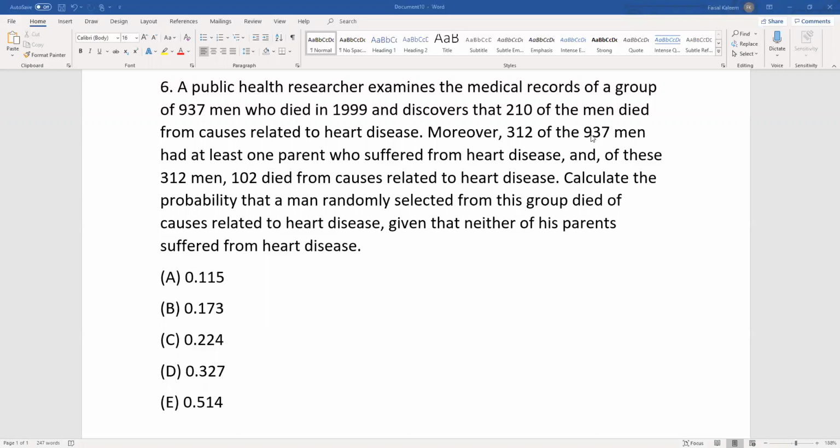Usually our grand total will be this 937, but in a conditional probability problem, whatever is given becomes the grand total. So the given is that neither parent suffered from heart disease. We need to find how many of these 937 had neither parent who suffered from heart disease. Since 312 of these 937 had at least one suffering parent, if we subtract 312 from 937, we will get the ones who had no suffering parent, because "at least one" is the complement of "none."